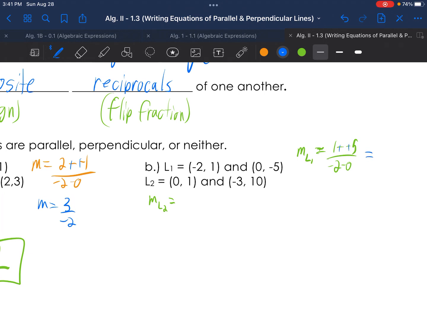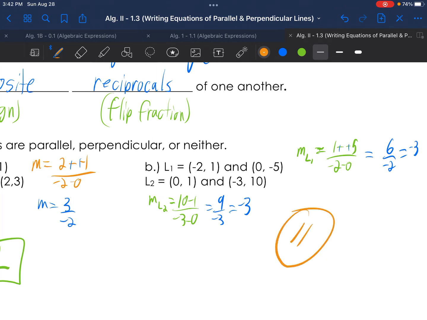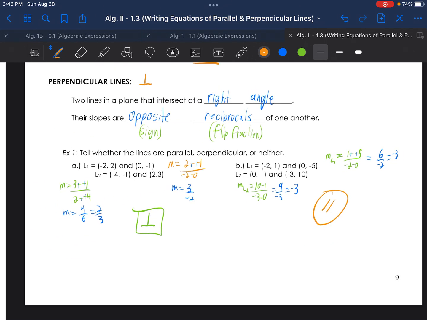1 plus 5 ends up being, with double negatives, 6 over -2, which becomes -3. The second line, I'm going to do 10 minus 1 over -3 minus 0. That's 9 over -3, which is -3. You might notice, hey, those are the exact same. Even the sign has to be the same, but they are. So these lines are parallel, which you can do the symbol, or you can write it out.